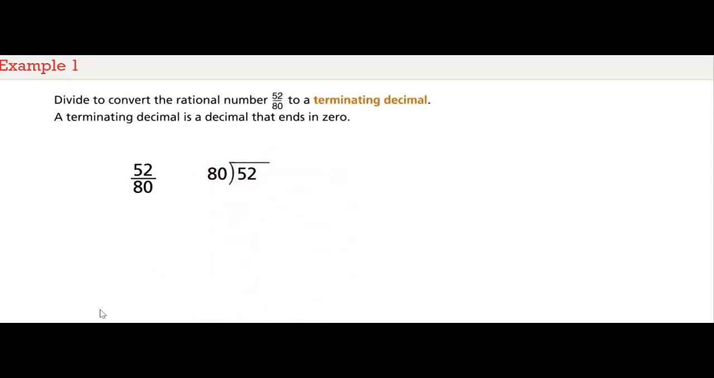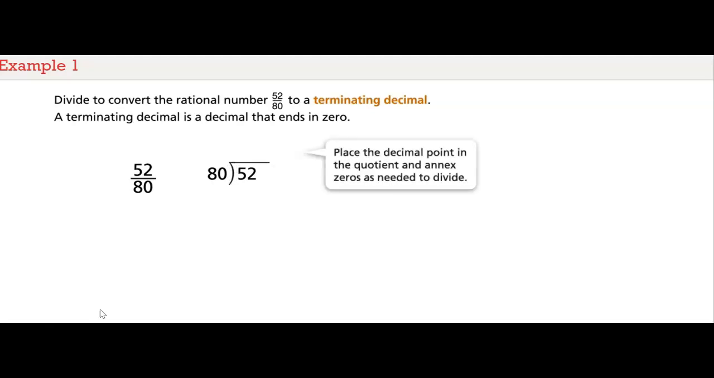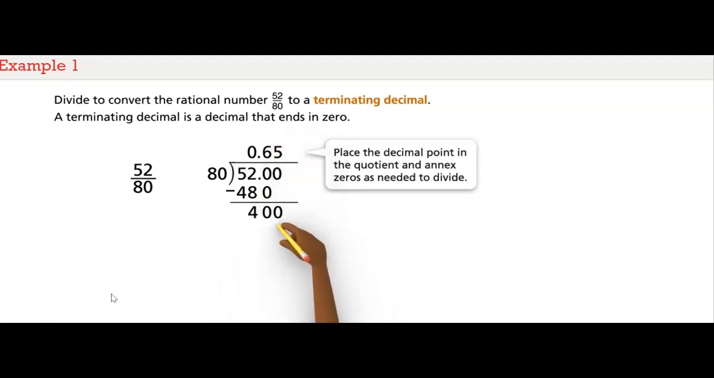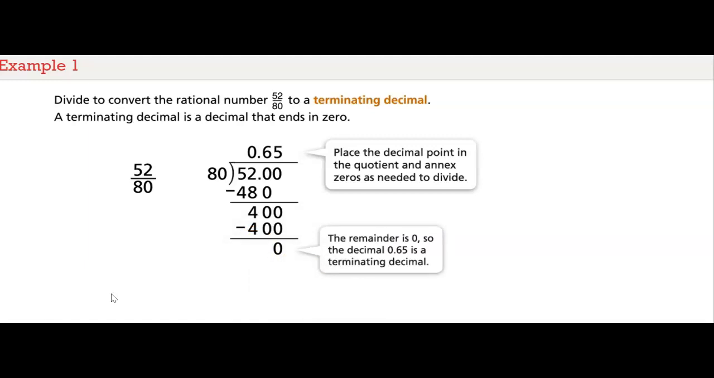We need to divide to convert the rational number, 52/80ths, to a terminating decimal. A terminating decimal is a decimal that ends in 0. 80 goes into 52 0 times, so we place the decimal point in the quotient and annex zeros as we need them to divide. 80 goes into 520 6 times. 6 times 80 is 480. Subtract from 520 and you get 40. Annex a 0, leaving a remainder of 400. 400 divided by 80 is 5. 5 times 80 is 400. Our remainder is 0. Because the remainder is 0, the decimal 65/100ths is a terminating decimal.